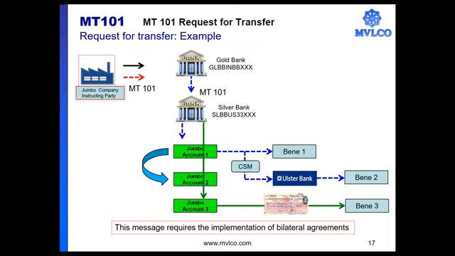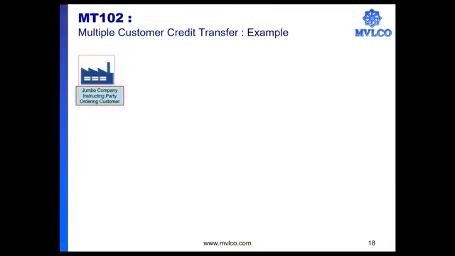Let us now move to the second example. But before we do, I want you to note one fact clearly. In this example, at Silver Bank, it is Jumbo who has the account, and Jumbo is a customer of Silver Bank. Please keep this in mind: in MT101, the money was paid out of Jumbo's account at Silver Bank. Why I want you to remember this is because of MT102.